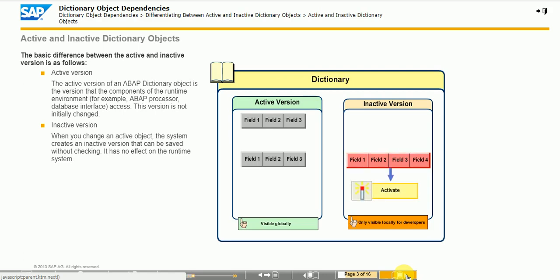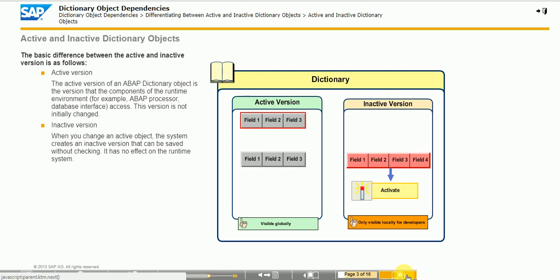The inactive version of the object is first checked for consistency. If it is consistent, the inactive version replaces the active one. From this point on, the runtime system uses the new active version. The following example demonstrates the activation process.